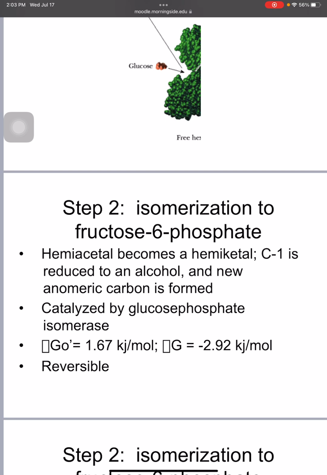Well, if you remember from organic chemistry, constitutional isomers are two different compounds that have the same number of atoms of each type, right? So in this case, you're going to have the exact same number of carbons, hydrogens, etc., but they're linked together differently, in a different order or pattern, right? And so that's basically what happens here. The glucose 6-phosphate doesn't lose anything or gain anything as far as atoms. It just sort of rearranges. All right?